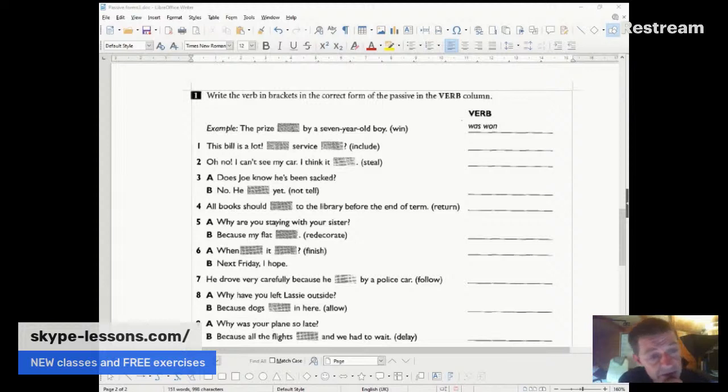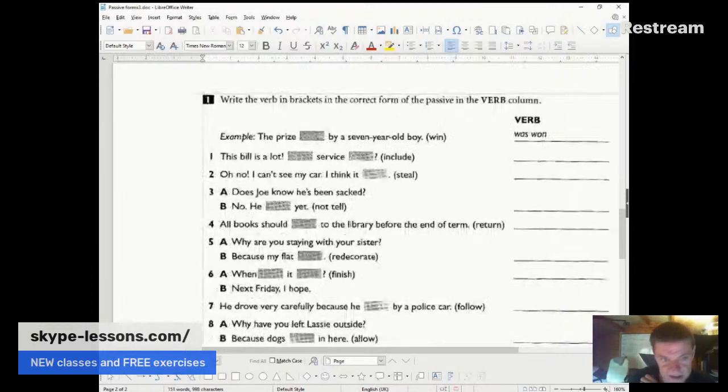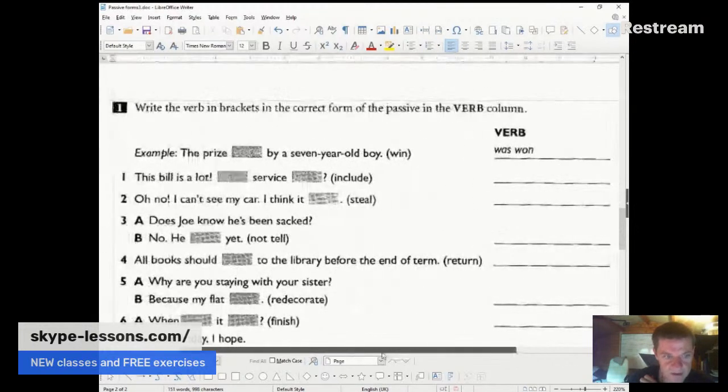So if we look at number 1 on this exercise, I'm going to try and blow it up a little bit bigger because it doesn't look very big to me. There we go. So number 1, this bill is a lot. Now we've got a space and then service. I think it should be the service personally, but you could drop the article here.